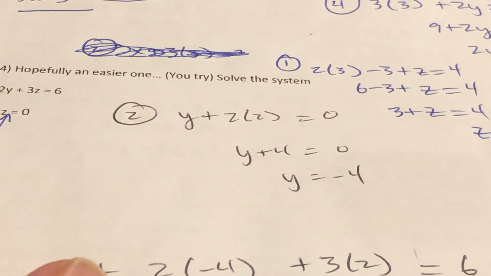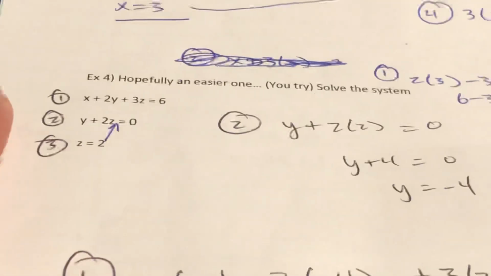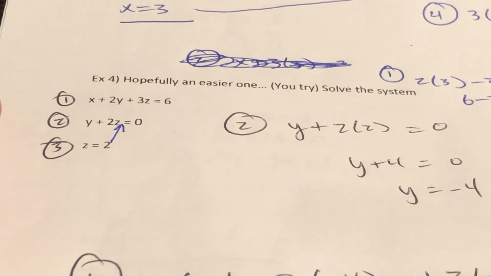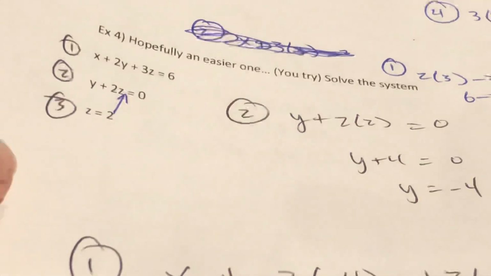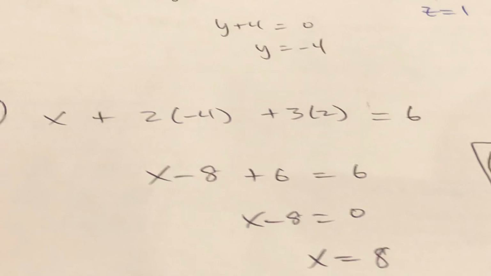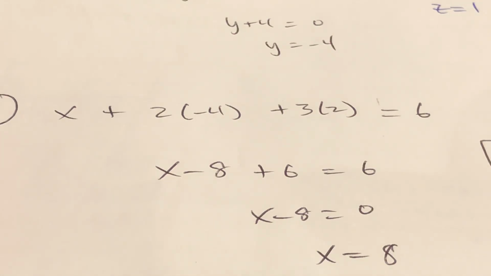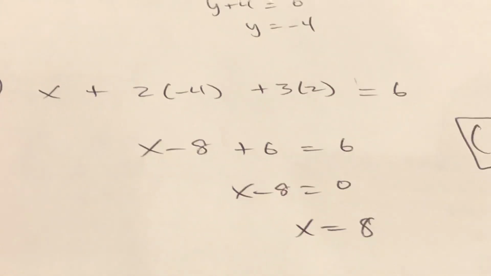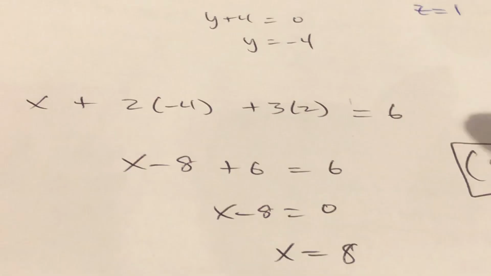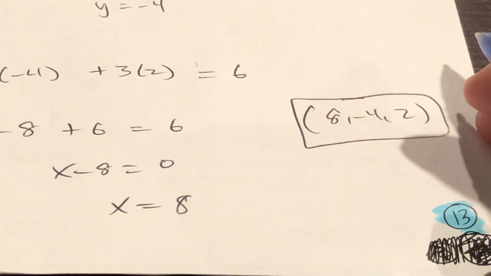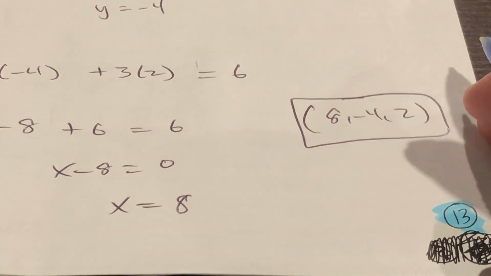Z is 2, so plug 2 in for Z in the second equation. Then you get Y is -4. If Z is 2 and Y is -4, then I can use the first equation and plug 2 in for Z and a -4 in for Y, like I did. X plus 2y plus 3z equals 6. Do a little simplifying. The 6's cancel, and x is 8. You're going to write this as an ordered triple. We'll talk about what 3 dimensions mean, how that looks, how you would graph something like that.